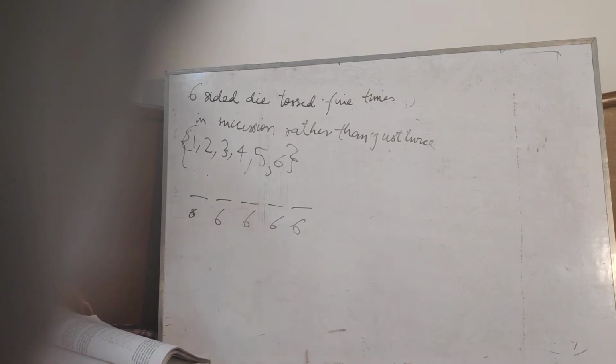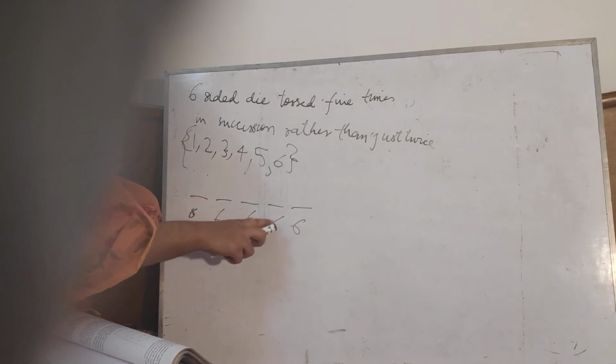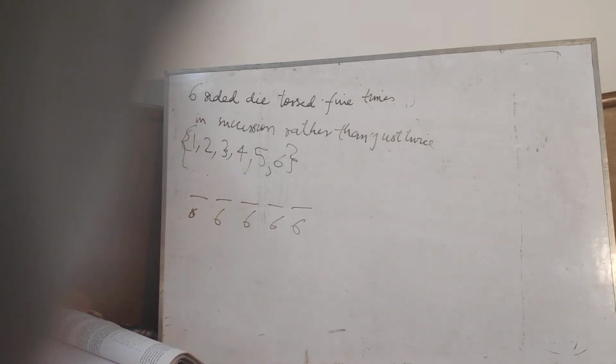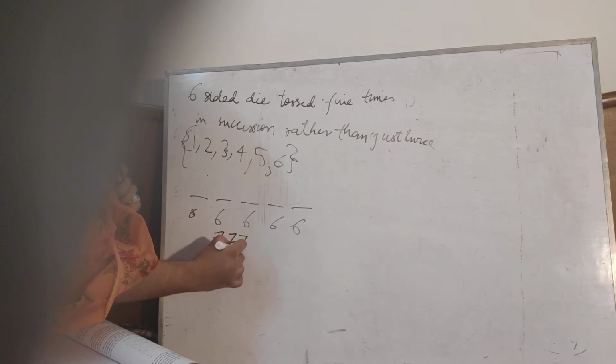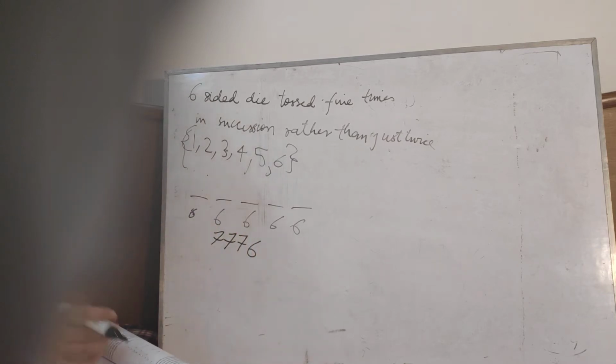If a six-sided die is tossed 5 times in succession rather than just twice, then each possible outcome is an ordered collection of 5 numbers, right? 6 possibilities, 6 possibilities, 6 possibilities, 6 and 6 possibilities. So you calculate it and it comes to 7,776.